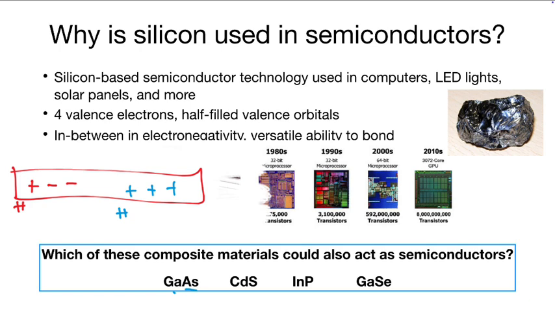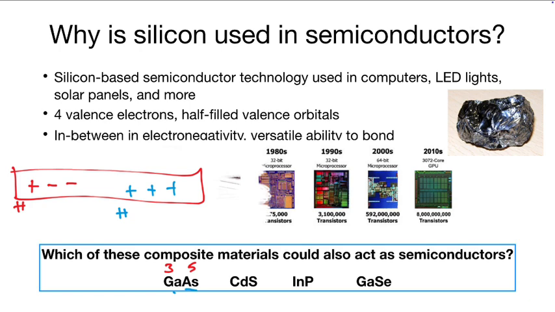Where was gallium? Which row? Sorry, not row, the other option. Column. Which column was gallium in? Third. Which column was arsenic in? It's not in the third, it's in the fifth. And what we get is a 3-5 semiconductor. So if we talk about conductors or semiconductors, you'll hear 3-5.